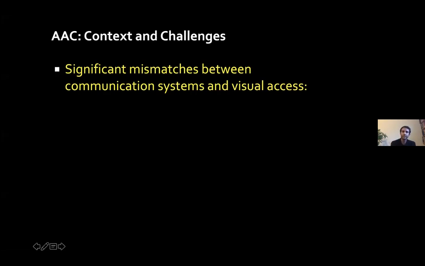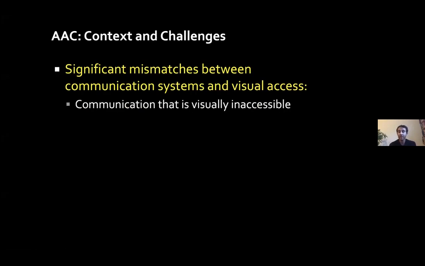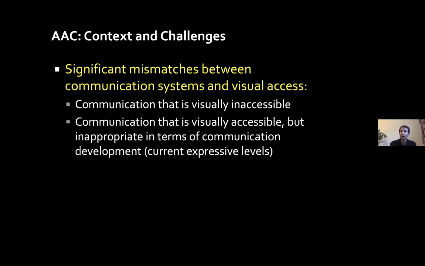So what I was seeing as I went around working with lots of students and teams, what I could only describe as significant mismatches between communication systems and visual access. Let's talk about what that means. I was seeing on the one hand, communication that from a communication standpoint seemed appropriate, but it was visually inaccessible to the child. Or on the opposite side, I was seeing communication that was visually accessible, but inappropriate in terms of communication development. So the balance was off one way or another.